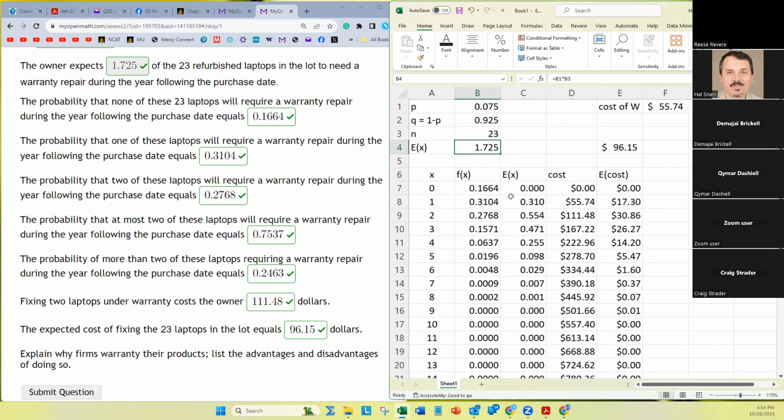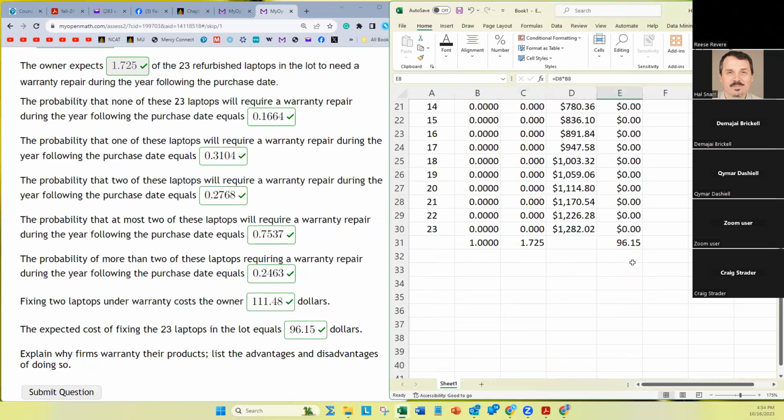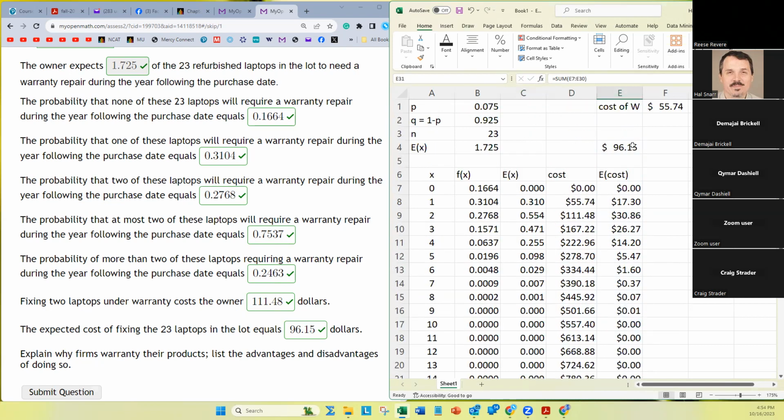And if I change the outcome from X to cost, I'm just multiplying the probability times this new outcome, and then I sum that, and I get the same number, same cost as if I just took the cost times the expected number, right? Anybody have any questions on that?